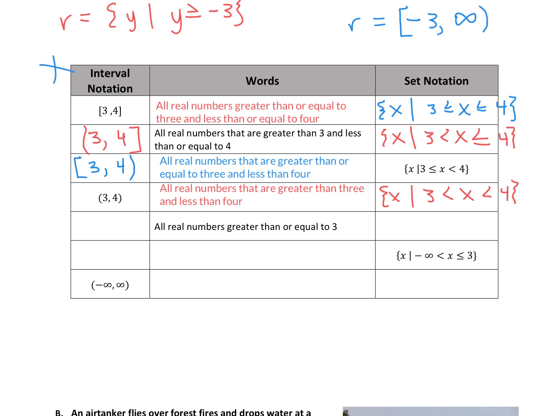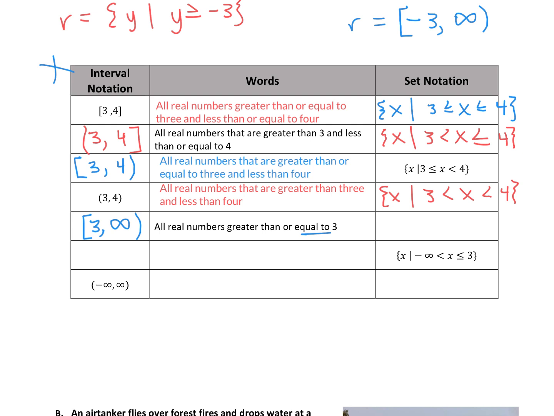All right, so next we have all real numbers greater than or equal to 3. So if all the real numbers are greater than or equal to 3, that means that 3 is our smallest number, and it's all the numbers greater than that. So it's going to go all the way up to infinity. Now remember, we never include infinity, so that will always get a parenthesis. Because it's greater than or equal to 3, we include the 3, so that gets a bracket.